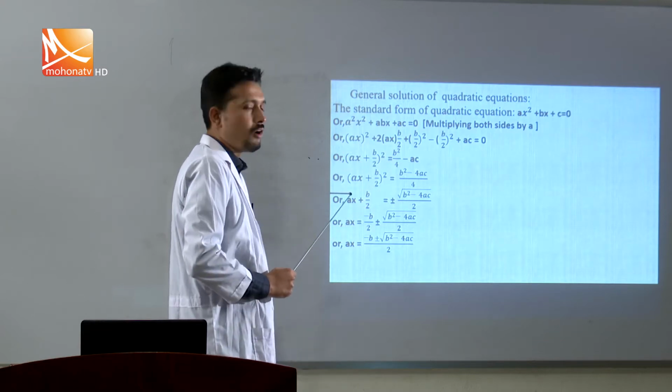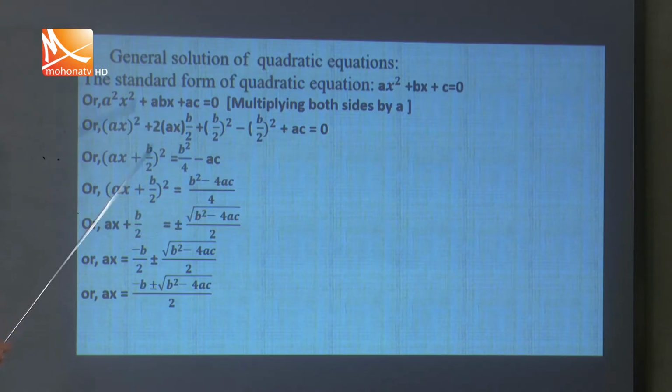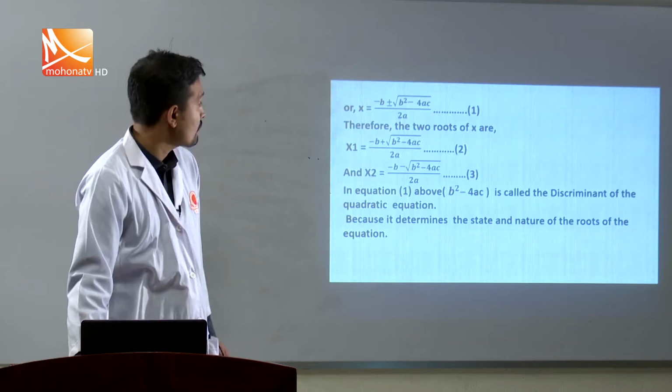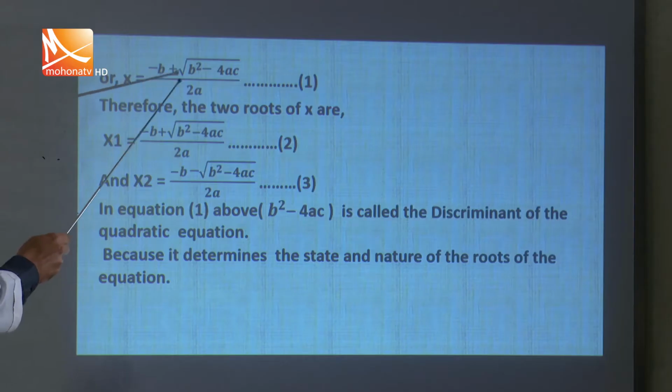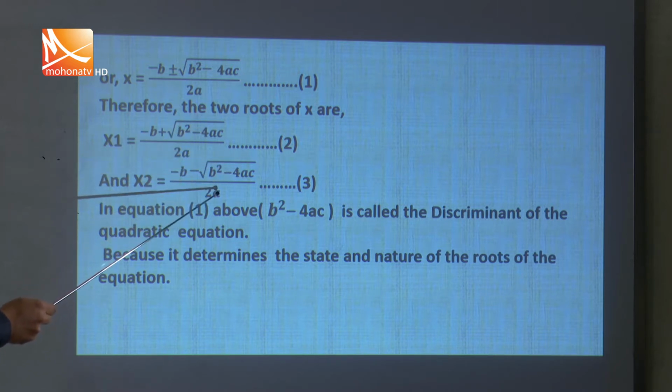Or (ax plus b by 2) whole square equals b square by 4 minus ac, or (ax plus b by 2) whole square equals b square minus 4ac by 4. Taking the square root, ax plus b by 2 equals plus minus root over b square minus 4ac by 2, so x equals minus b plus minus root over b square minus 4ac by 2a. There are two roots: x1 equals minus b plus root over b square minus 4ac by 2a and x2 equals minus b minus root over b square minus 4ac by 2a.